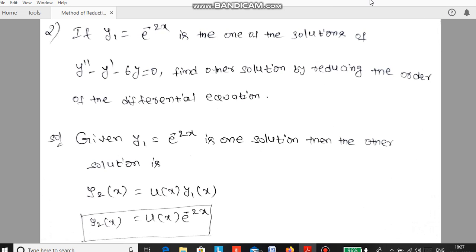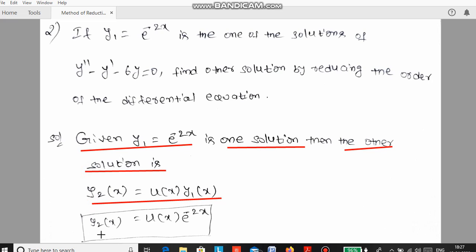See the second example. If y1 is equal to e power minus 2x is one of the solutions of y double dash minus y dash minus 6y equal to 0, find other solution by reducing the order of the differential equation. So now given y1 is equal to e power minus 2x is one solution, then the other solution is y2 of x is equal to u of x into y1 of x, where y1 is e power minus 2x.